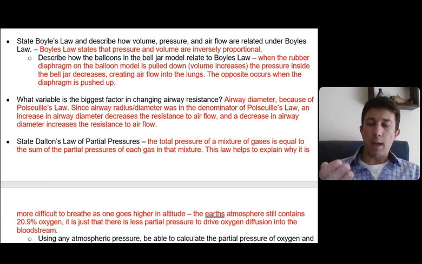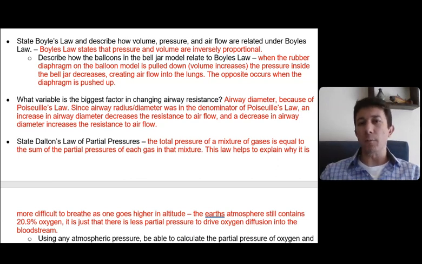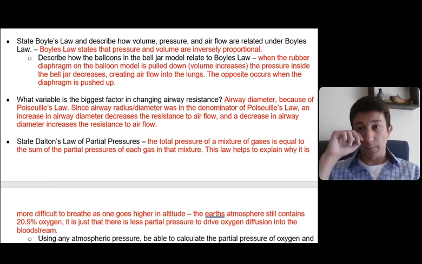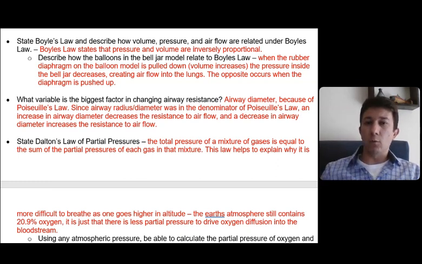It allows air to flow from the atmosphere to the balloons or from the balloons to the atmosphere, depending on what the pressure is like inside of the bell jar. So in that video, what you'll see is that when the rubber diaphragm on the balloon model is pulled down, just like when the diaphragm muscle in our thoracic cavity flattens out as it contracts, that's going to increase the volume inside that bell jar. And when the volume increases, the pressure inside that bell jar decreases, promoting flow from the atmosphere into the balloons to fill them up. The opposite will occur when the diaphragm is pushed up.